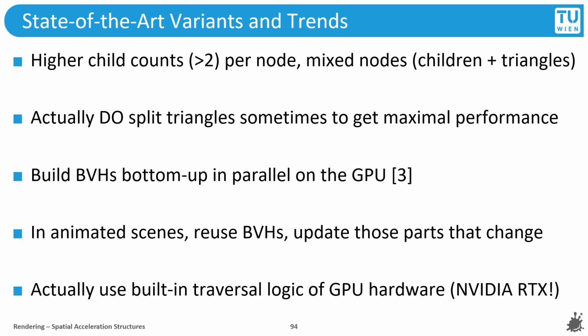There are methods for building BVHs bottom up. Those are mostly used for parallel applications on the GPU. There are BVHs that are specially purpose-built for animated scenes. There are BVHs that allow a very efficient update process so that only those parts of the BVH that have changed when the geometry changes are updated. And there's actually built-in traversal logic now in GPU hardware, as you might be aware of, for instance, the NVIDIA RTX generation.